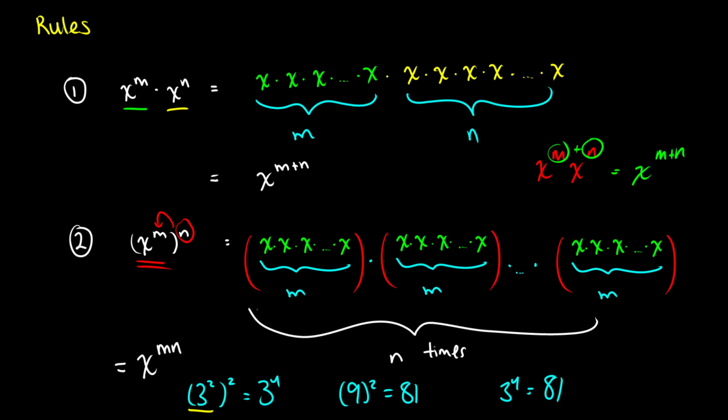So 3 squared squared is the same thing as 9 squared. 3 to the 4 gives us 81. So these are both equivalent. Okay, so those are the first power rules. If you have the same base and you multiply the base by a different power, you add the powers. If you take a power and raise it to another power, then you multiply the powers out. So adding versus multiplying.